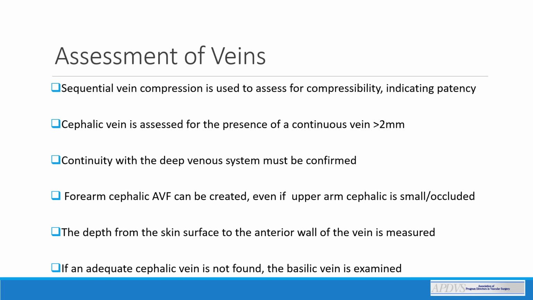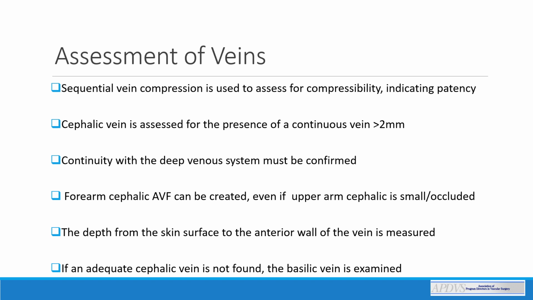It may be possible to create forearm cephalic vein fistula even if cephalic vein in the upper arm is small or occluded. Cephalic vein in the forearm should then drain into the brachial or basilic veins via adequately sized median cubital or other brachial vein. The depth from the skin surface to the anterior wall of the vein is measured.